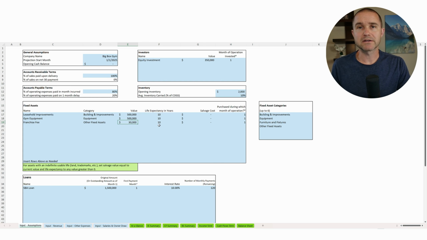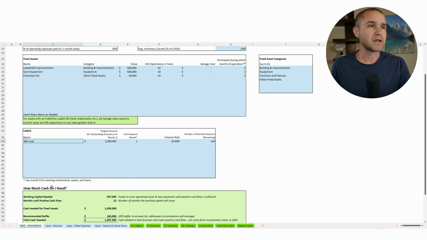We put the life expectancy for all these items at 10 years. That just means we're going to depreciate or amortize those expenses over the useful life, or over that 10 years. Always put month one here. Again, if it's a startup, putting month one for those expenses. And then we have an SBA loan here for $1.5 million at a 10% interest rate over a 10-year term.